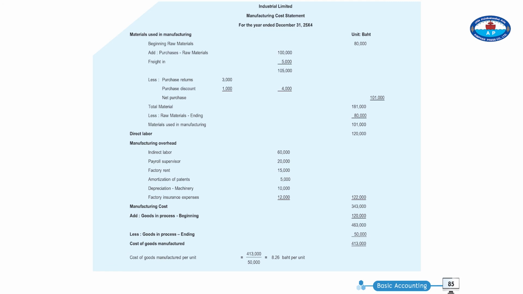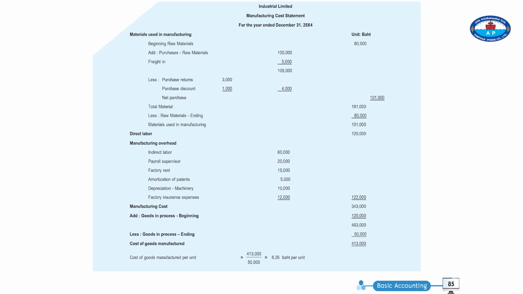Direct labor, 120,000. Manufacturing overhead: indirect labor, 60,000. Payroll supervisor, 20,000. Factory rent, 15,000. Amortization of patents, 5,000. Depreciation of machinery, 10,000. Factory insurance expenses, 12,000. Total manufacturing overhead, 122,000.